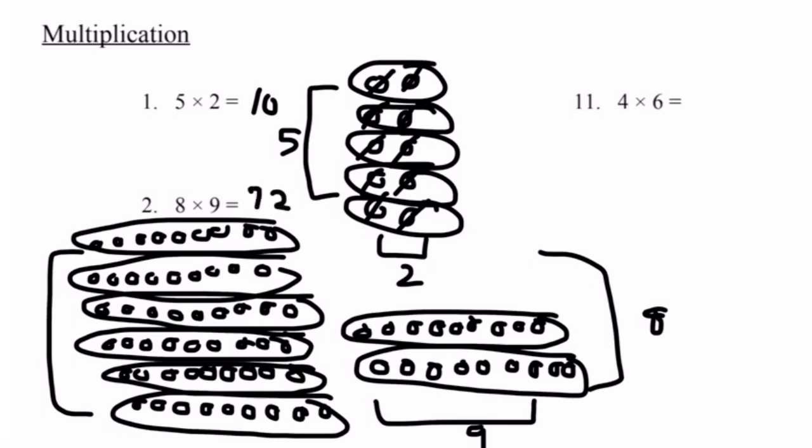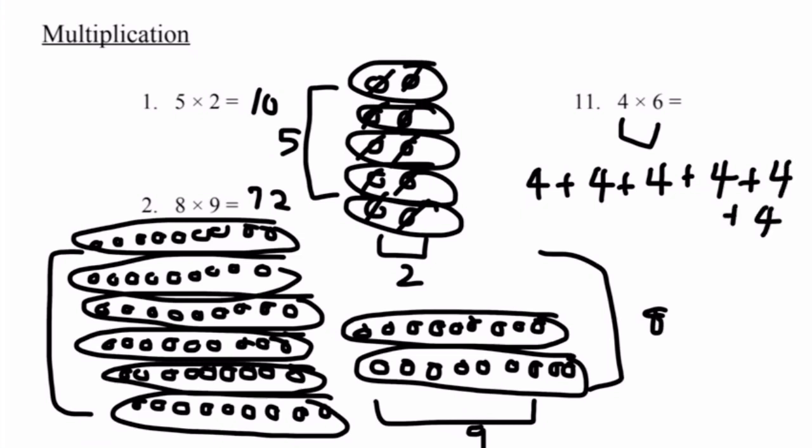Number 3, 4 times 6. Let's do it a different way and try adding it all up, because multiplication is another type of addition. 4 times 6 can also be 4 plus 4 plus 4 plus 4 plus 4 plus 4. We have 4 sixes and we add it all together and we should get 24, because 4 plus 4 plus 4 plus 4 plus 4 plus 4 equals 24, and 4 times 6 also equals 24.